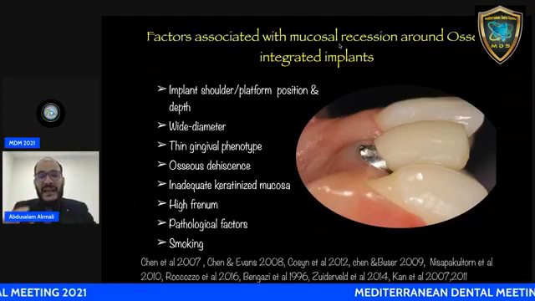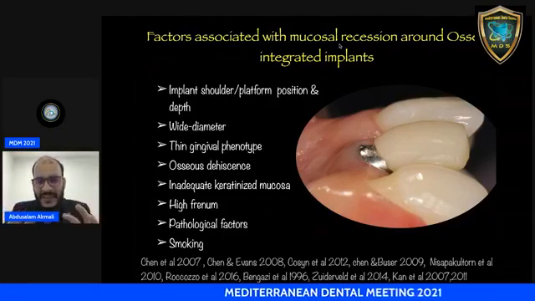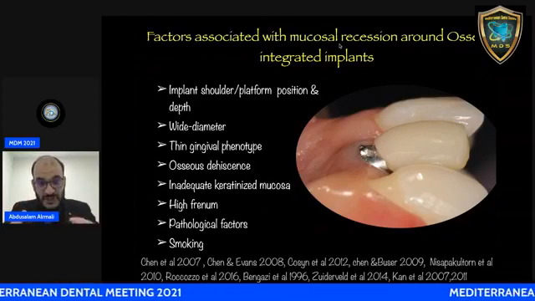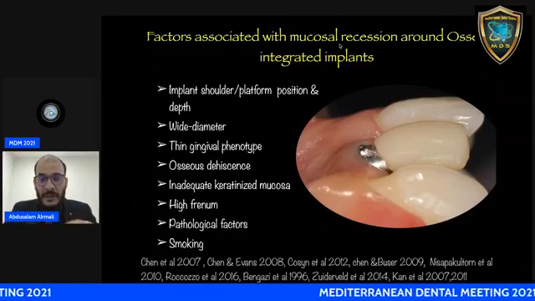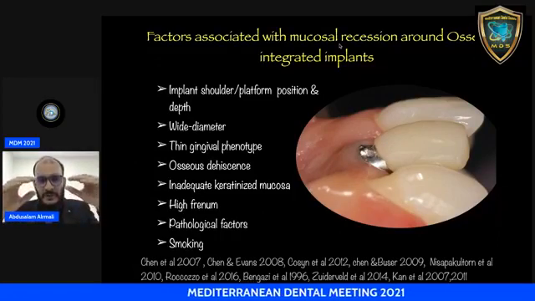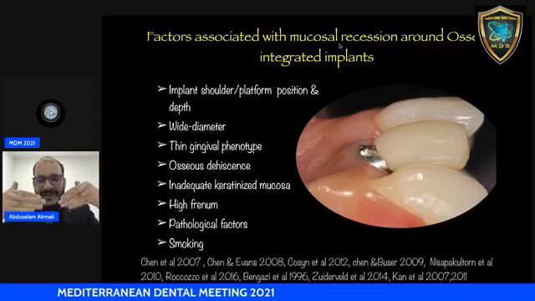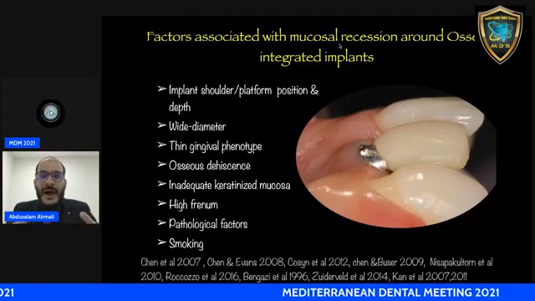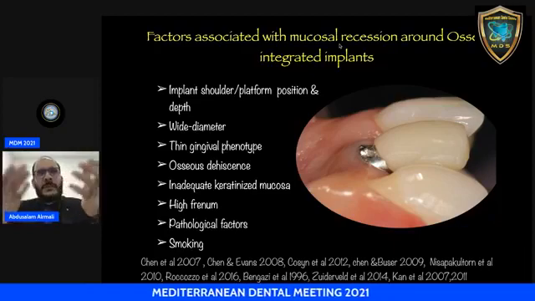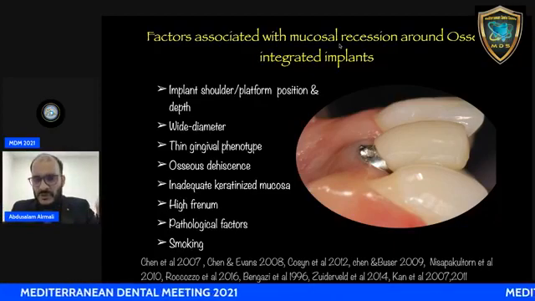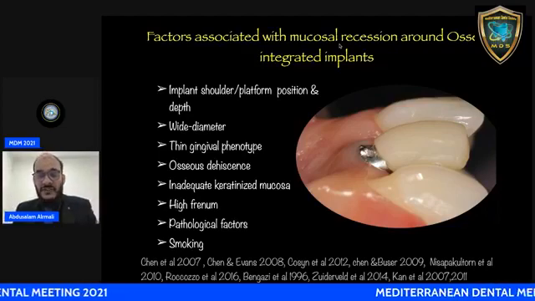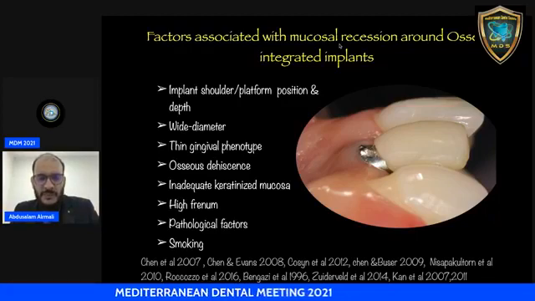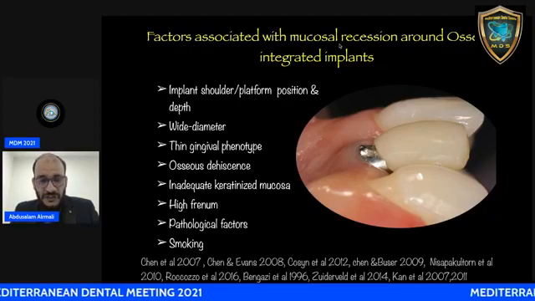The factor most commonly associated with such complications is placing the implant in a buccal position. This is the most common cause of peri-implant soft tissue recession, placing either the implant shoulder or implant platform, or the whole implant, outside the housing of the bone in a buccal position. The other reason is using a wider implant, such as 5 millimeter or 6 millimeter to restore the upper central. This is too large to place in an aesthetic zone. The ideal diameter to restore the upper central is 3.5, 3.7, 3.8, not more than that.